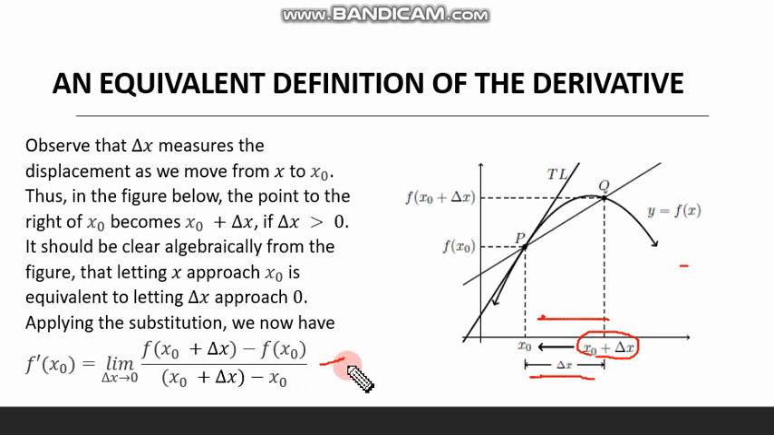The f prime of x sub 0 is equal to the limit of f of x sub 0 plus delta x minus f of x sub 0 over x sub 0 plus delta x minus x sub 0 as delta x approaches 0. So again, it's equivalent to letting delta x approach 0. And here in the denominator, x sub 0 minus x sub 0, so this is 0. So what remains is delta x, so this is the new definition of the derivative, or the equivalent definition of the derivative.